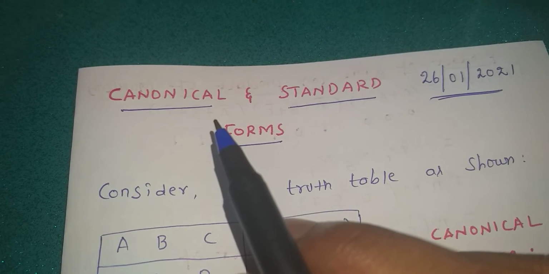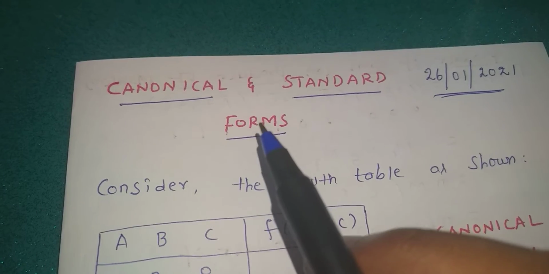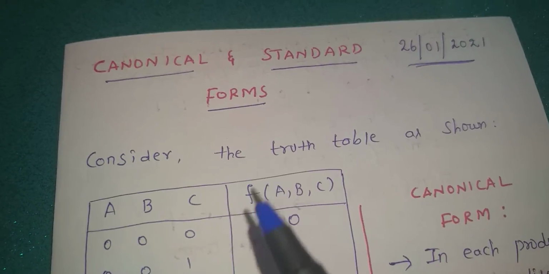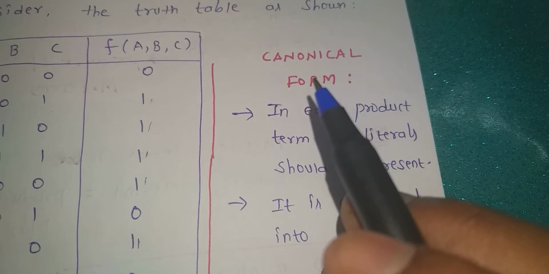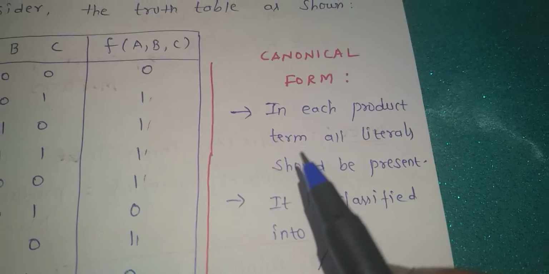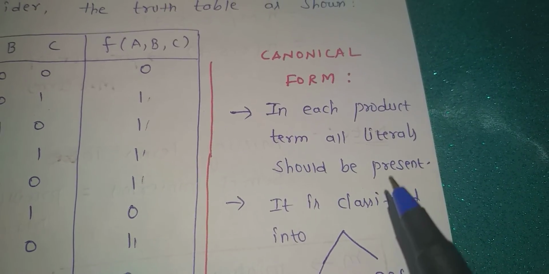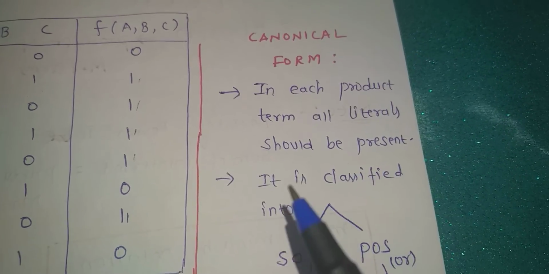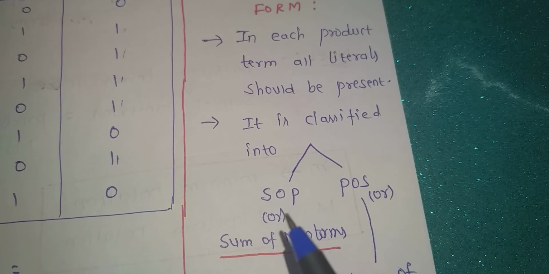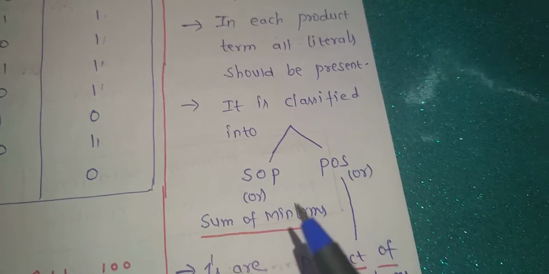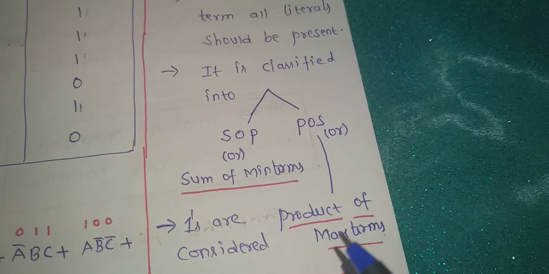Today we are going to discuss canonical and standard form. Before that, let us see some steps regarding canonical and standard form. In each product term, all literals should be present in canonical form. It is classified into two types. You can call it either sum of products or sum of min terms, and product of sums or product of max terms.